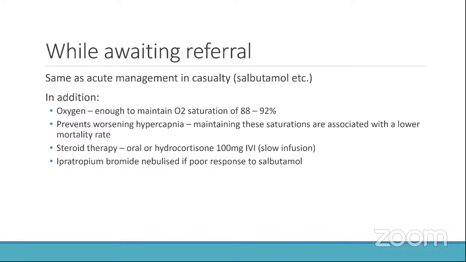Wasim, your sound is challenged. I'm not sure, your connection is challenged.